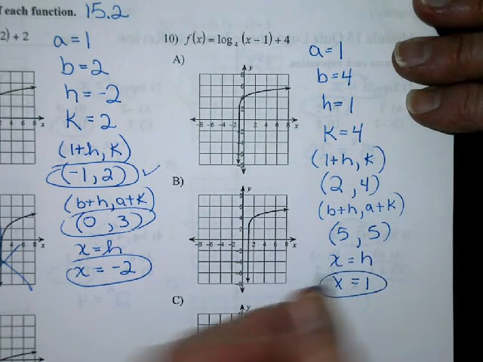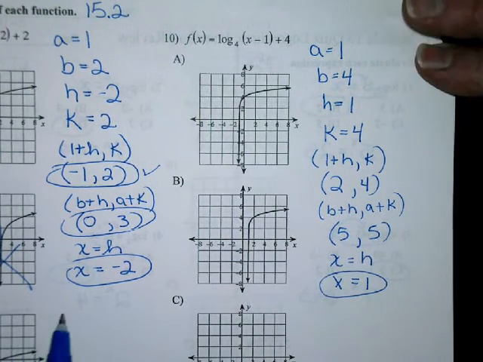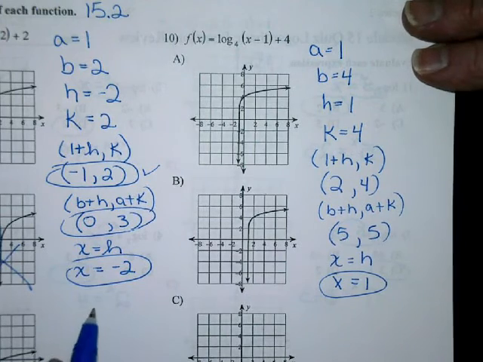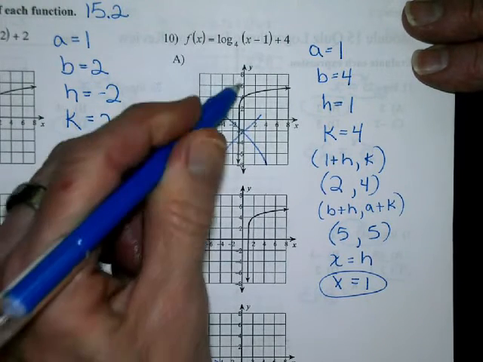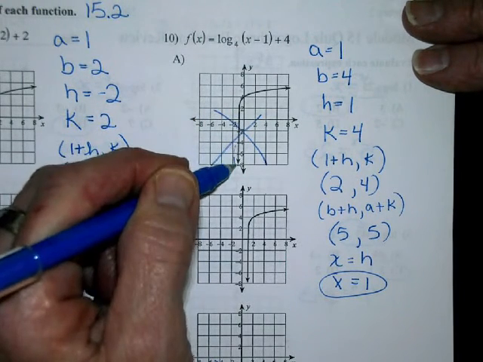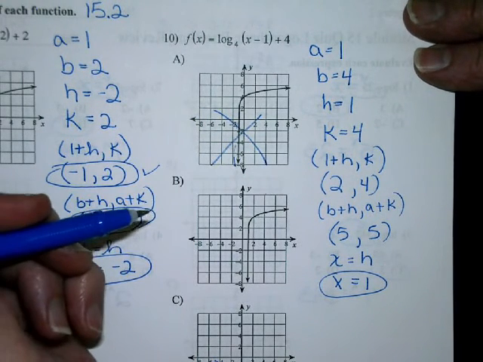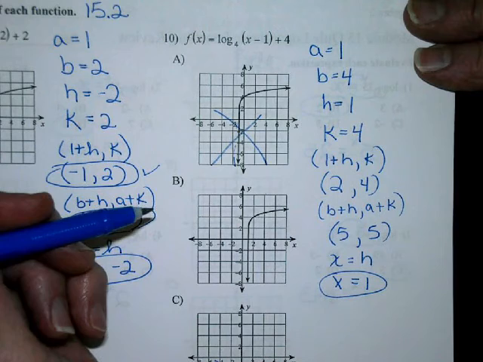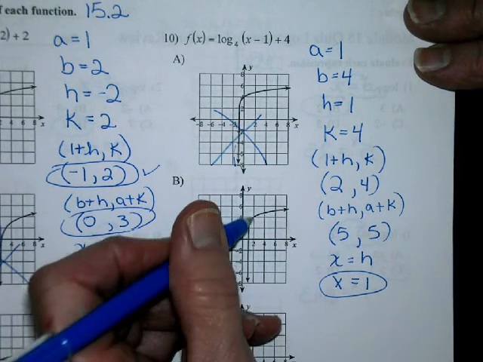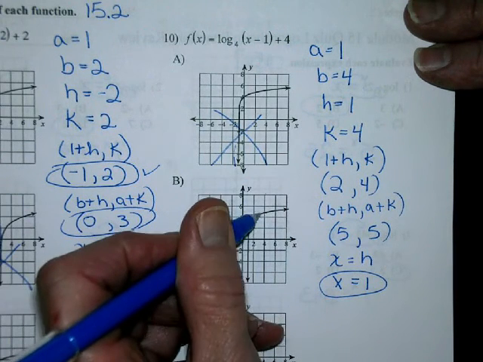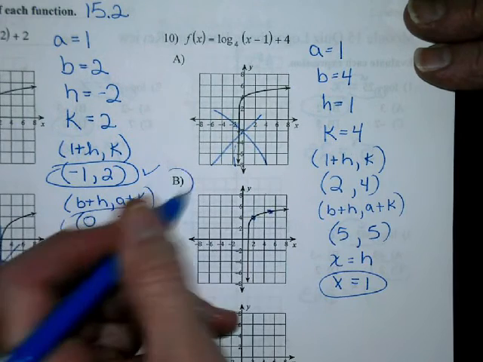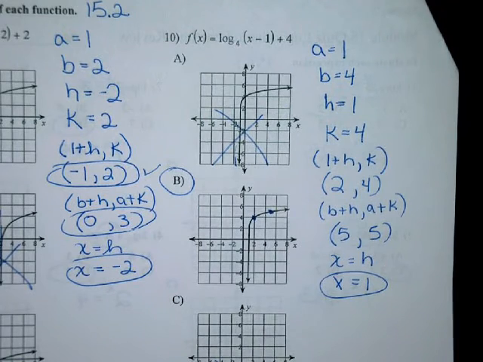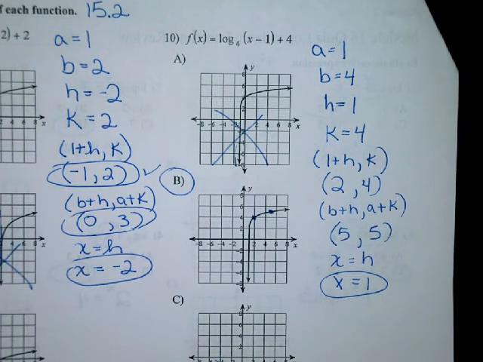Asymptote is my H number, so it is 1. A is out, C is out. The asymptote's at x equals 1. So now I'm looking at 2, 4 and 5, 5. 2, 4 is right here, 5, 5 is right there. So B is my correct transformed graph.